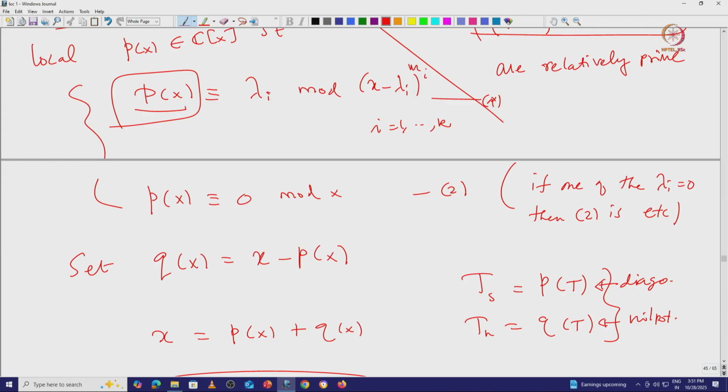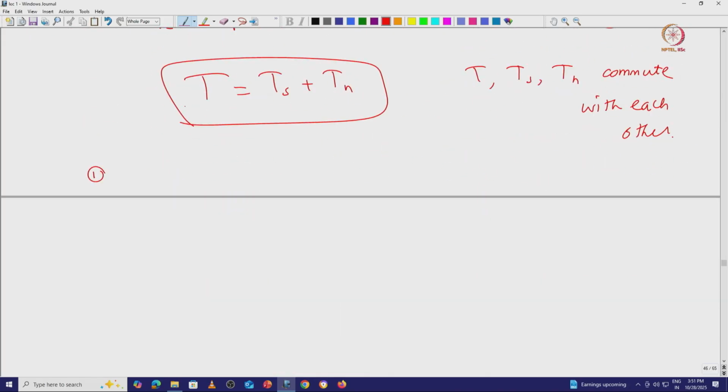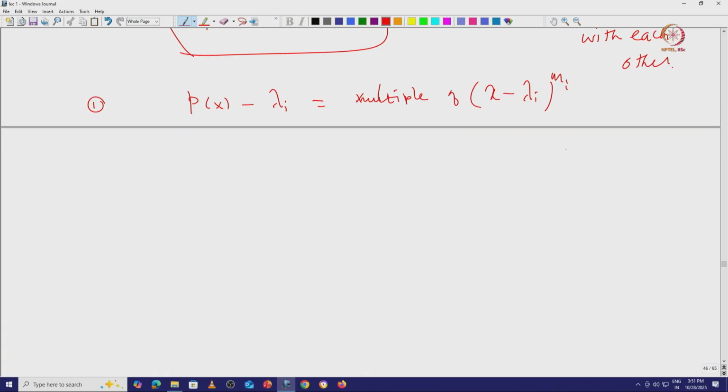From equation 1 you can see that when we take p of x minus lambda_i, that is nothing but some multiple of (x minus lambda_i) power m_i. It means if you evaluate p of T minus lambda_i I, this is going to be some g of T times (T minus lambda_i I) power m_i.